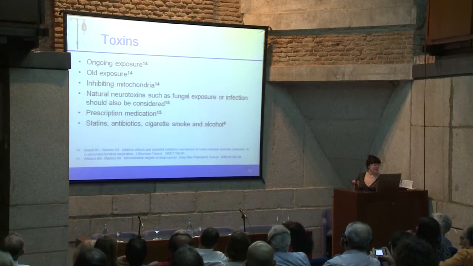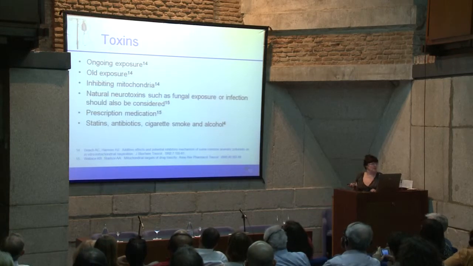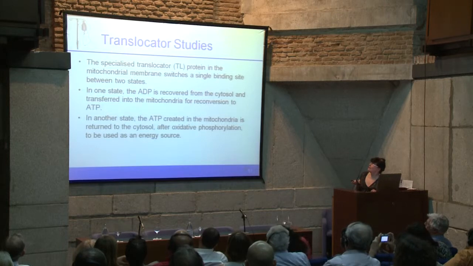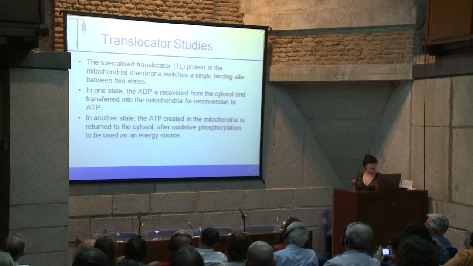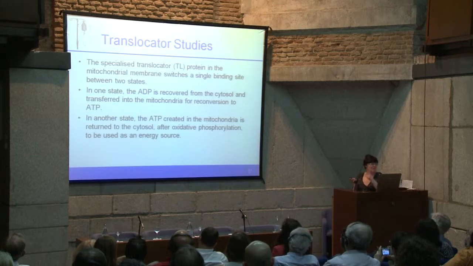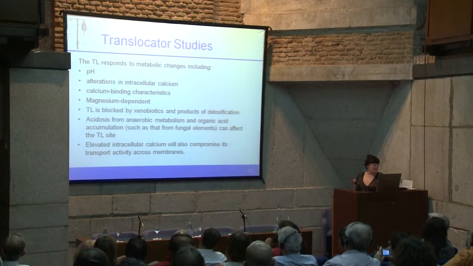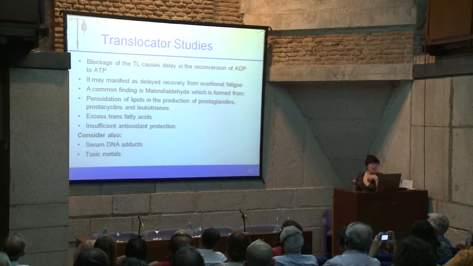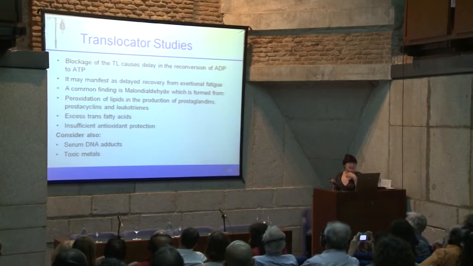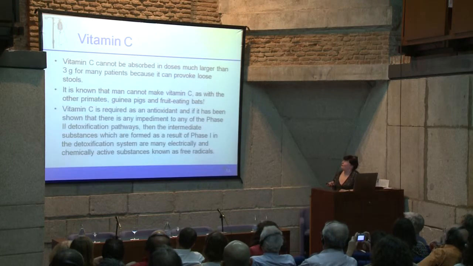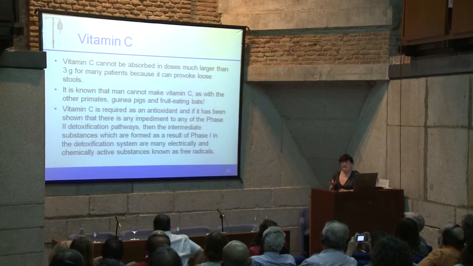So toxins, just to go through this quickly because I've not got much time. We know about the toxins, we've been through those. This is the translocator structure where we have ADP and ATP shifting between the two sides. And we do translocator studies and find out what's happening about intracellular calcium and those things which are magnesium dependent. Blockage of the translocators can cause delay in ADP to ATP.